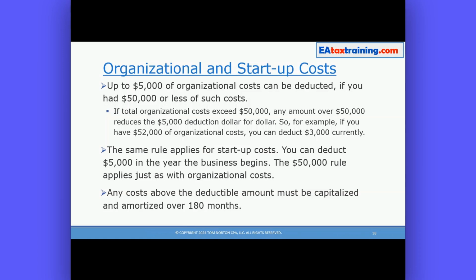And then the same rules apply for startup costs. You can deduct $5,000 in the year the business begins. So you incurred the costs prior to the business beginning, which could have been in a prior tax year. That's okay. You can deduct $5,000 of those costs in the year the business begins, and the $50,000 rule applies just as with organizational costs. So it's the same rule. Any costs that are above the deductible amount must be capitalized and amortized over 180 months.